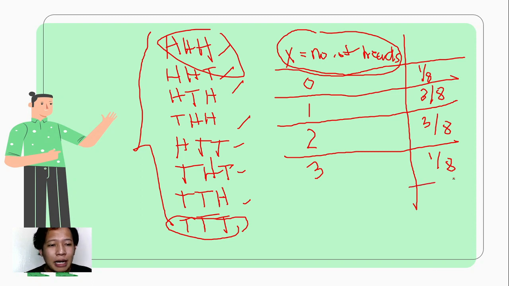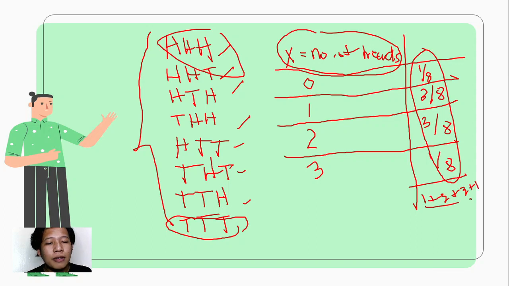So when we look at these probabilities, we have 1/8, 3/8, 3/8, and 1/8. When we add them all up, would it be 1? We have 1 plus 3 plus 3 plus 1 over 8, which is equal to what? That is 8 over 8, or simply 1. So this is one property of a probability distribution.